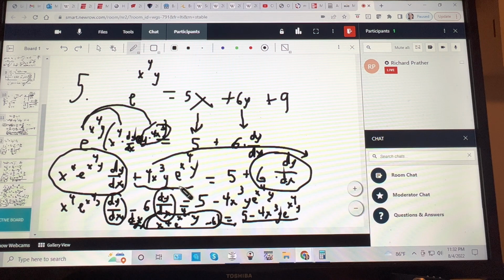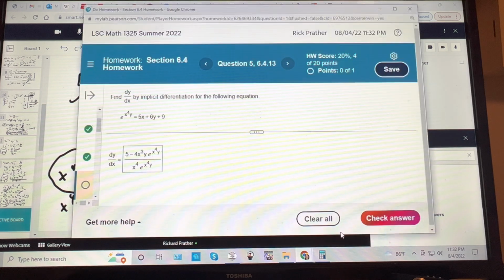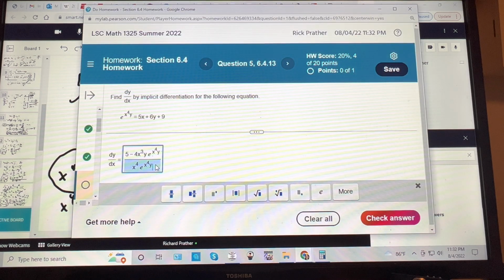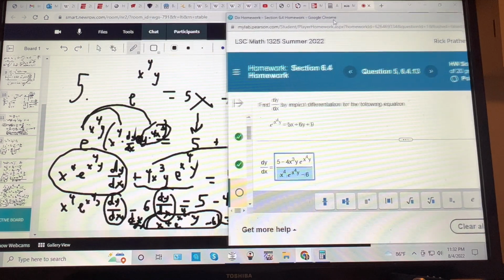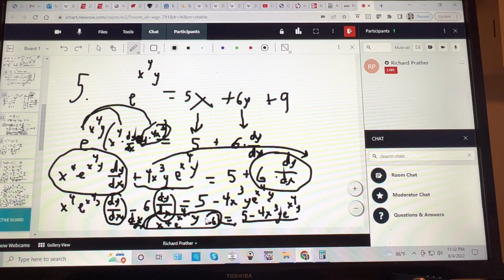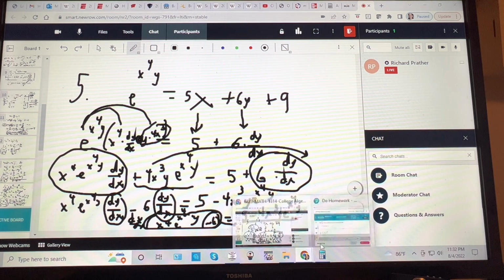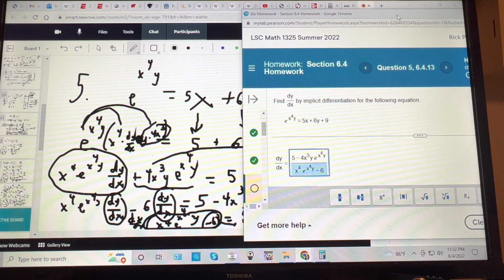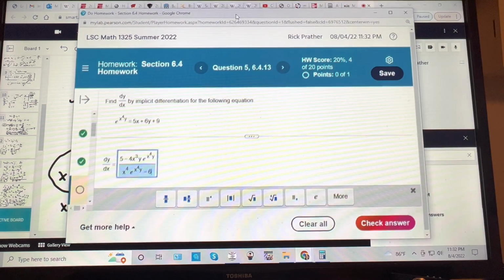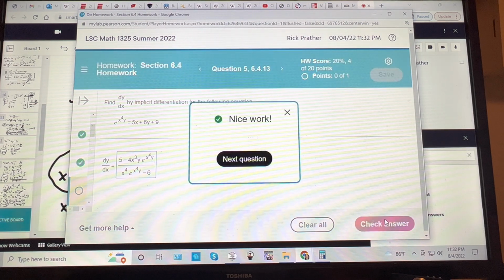I didn't drop anything, did I? 4x to the third y, e to the 4xy, okay. And then this one went to the other side, minus 6. Did I forget the minus 6? Oh, I forgot the minus 6, okay. Minus 6. Simple mistake again. It was right there and I couldn't see it. Hiding down at the bottom. Minus 6, okay. Yep, that's all it was.